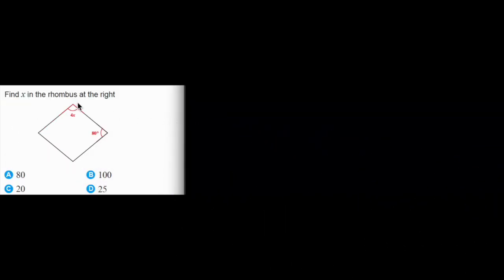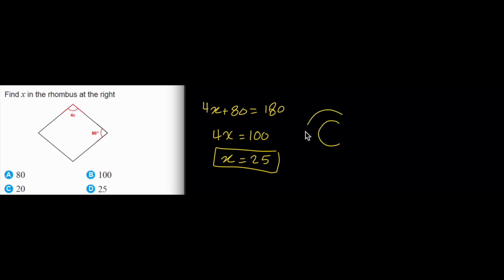Find x in the rhombus. Okay, we have this angle is 4x, and this angle, its measure equals 80 degrees. As you know, if you have two consecutive angles in the rhombus, the sum equals 180. So 4x plus 80 equals 180. Now we have an equation, and we can find the value of x by subtracting 80 from both sides. So we have 4x equals 100, then divide both sides by 4, so x equals 25. So the answer is C.